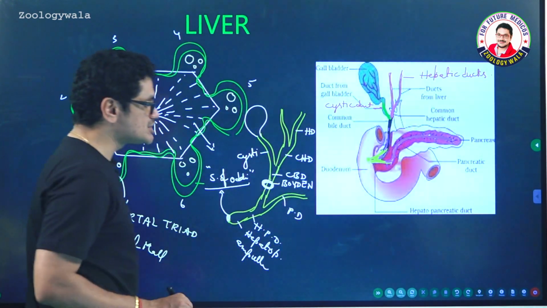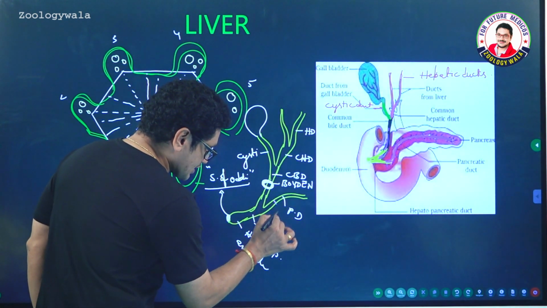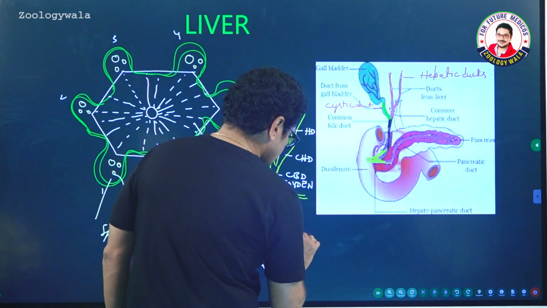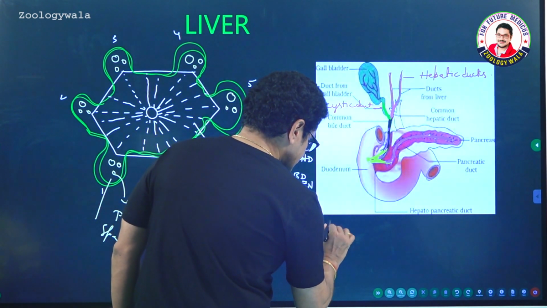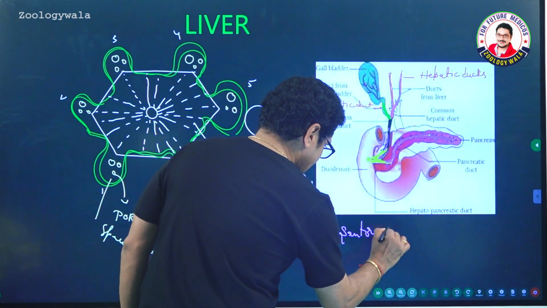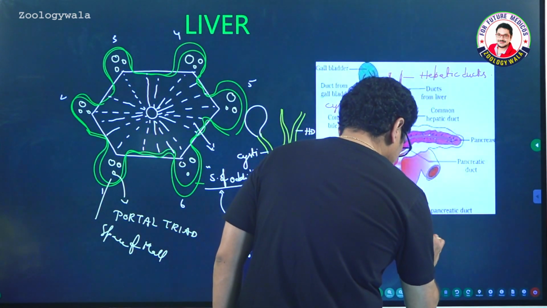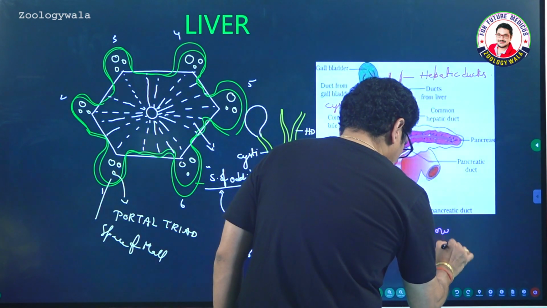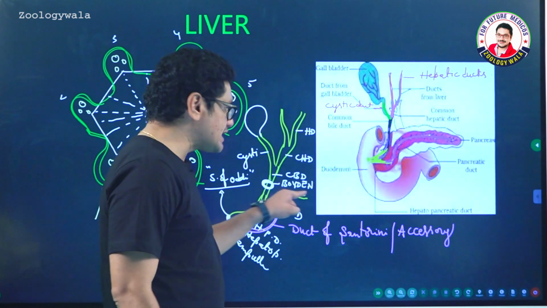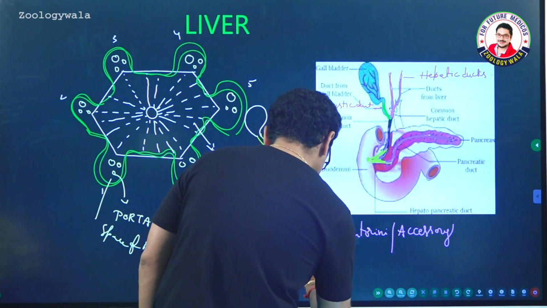In addition to the major pancreatic duct, there is an accessory duct like this, which also opens into the duodenum, and this is called the duct of Santorini, S-A-N-T-O-R-I-N-I. The duct of Santorini is also called the accessory pancreatic duct, and the major pancreatic duct is called the duct of Wirsung, which is another name.